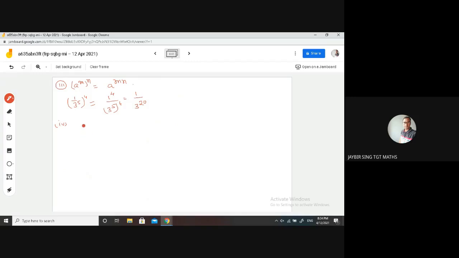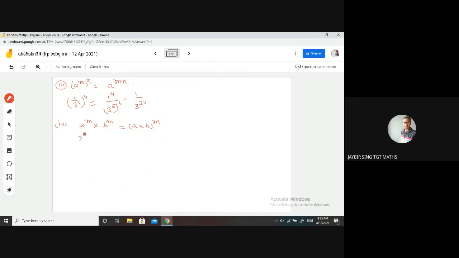Next is a to the power m into b to the power m is equal to a into b to the power m. You can see here we have equal powers but different bases. So it will be multiplication of bases and the common power will be applied on them. So let's take an example.